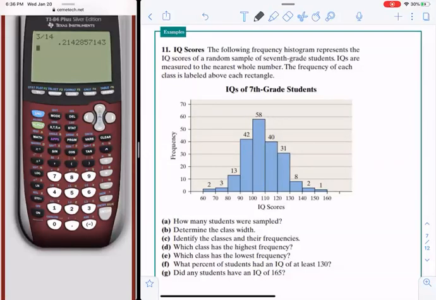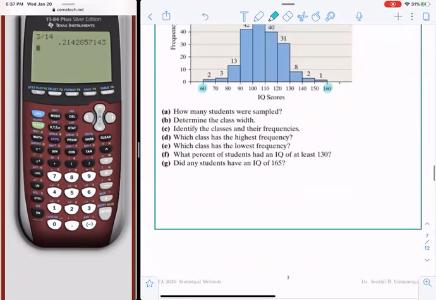So this is a problem on IQ scores, and they sort of made it easy for us. They gave the frequency for each class. So the distribution of IQ scores starts at a minimum value of 60, goes all the way up to 160. So first part wants to know how many students did we sample. So all we have to do is add all the frequencies that we have.